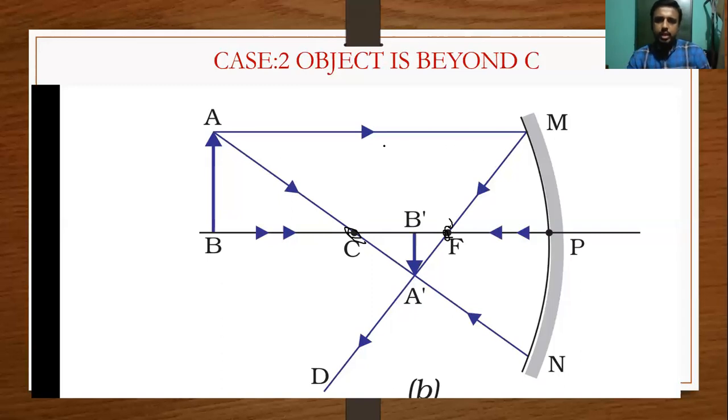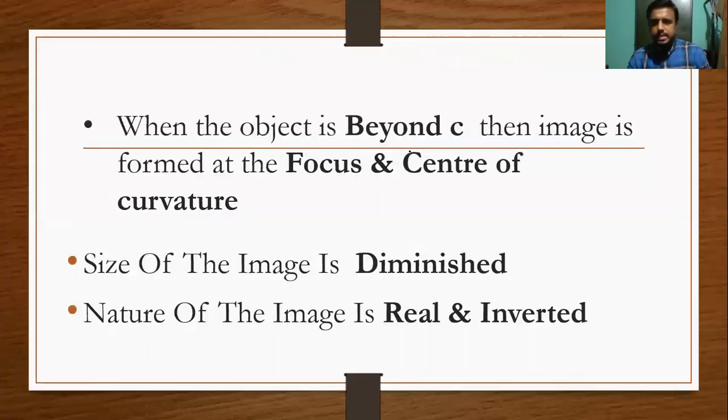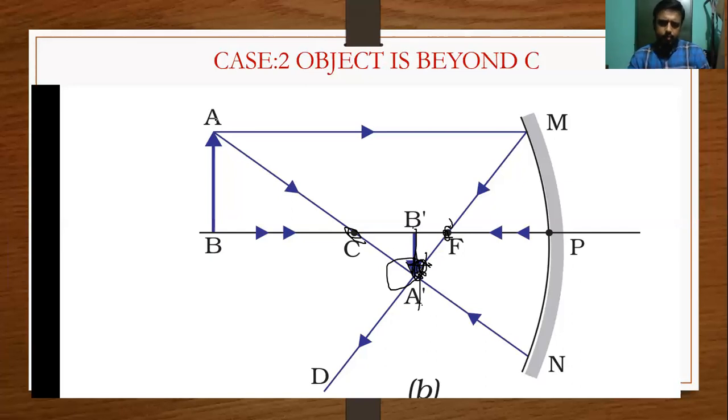The rays coming out of A intersect at this point, and here an image is formed which is real and inverted in nature. As you can see, the arrow is upright, but here the arrow is inverted in the opposite direction. When the object is beyond C, the image is formed between the focus and the center of curvature. The size of the image is diminished, and the nature of the image is real and inverted. As you can see, the object height is this much, while the image height is very small.